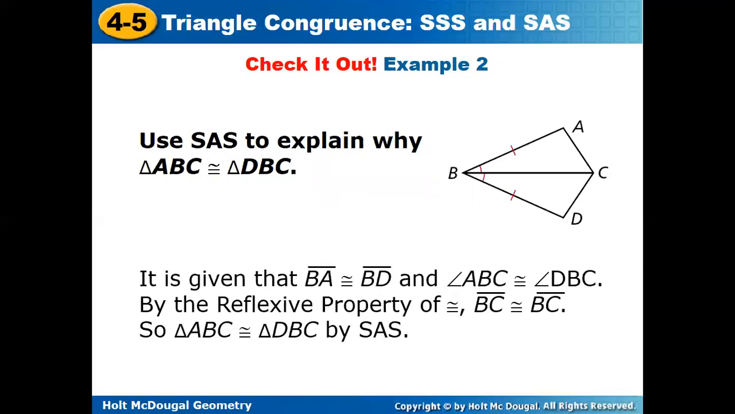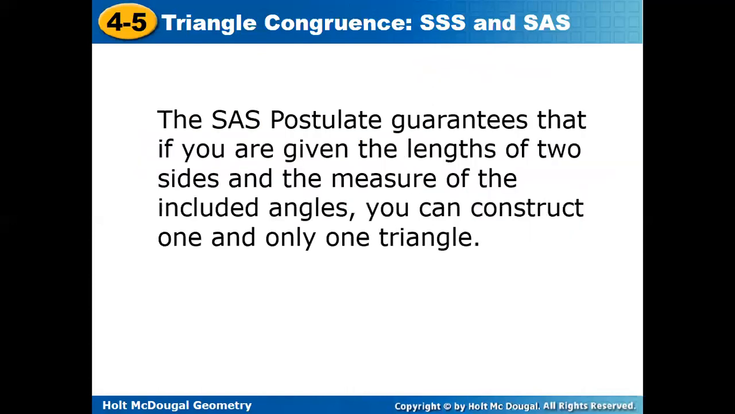It's given that BA is congruent to BD and angle ABC is congruent to angle DBC. By the reflexive property of congruency, BC is congruent to BC, so triangle ABC is congruent to triangle DBC by SAS. The SAS postulate guarantees that if you are given the length of two sides and the measure of the included angle, you can construct one and only one triangle.